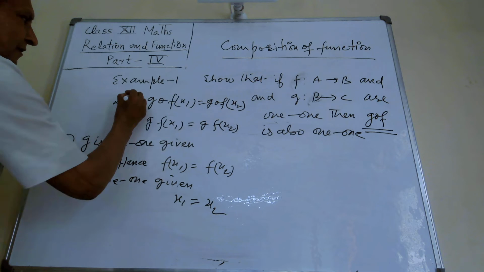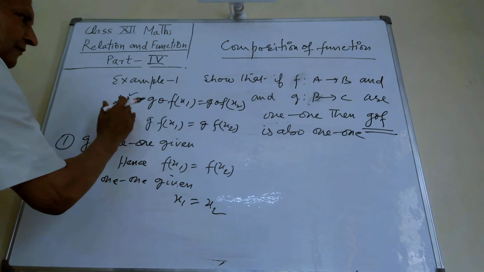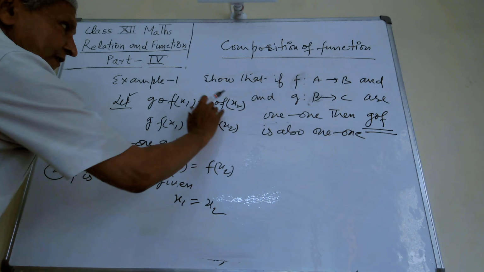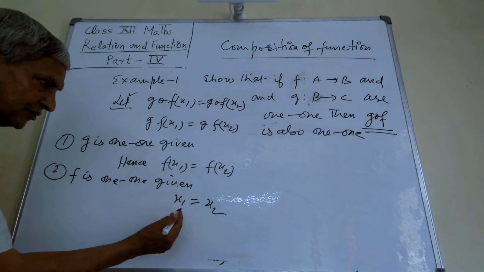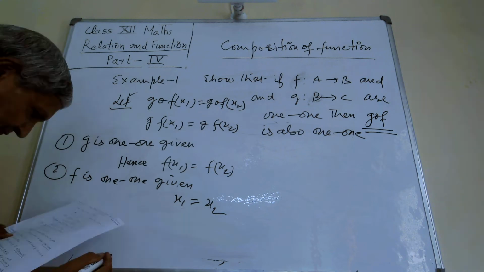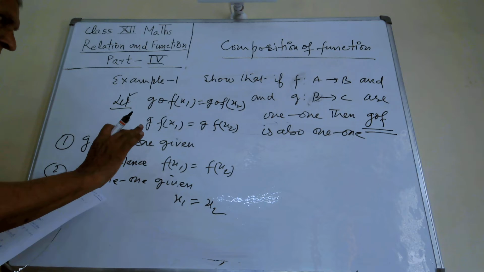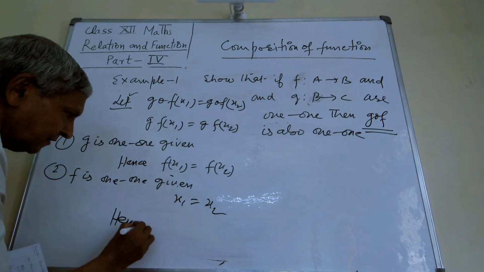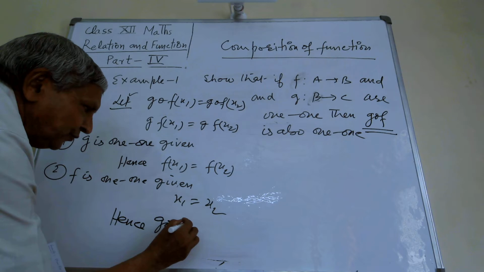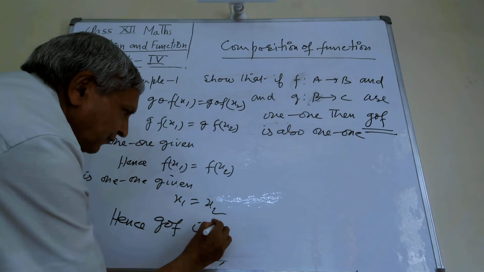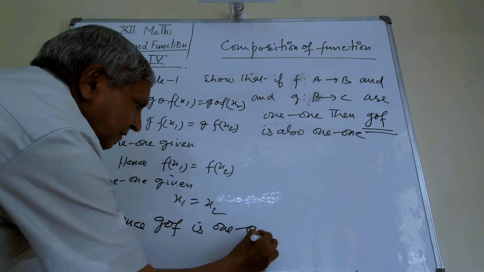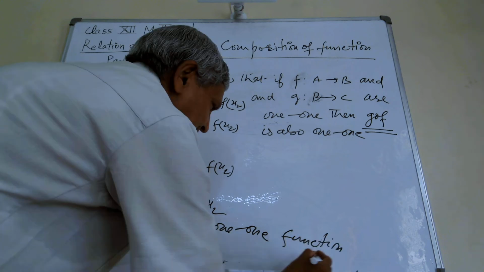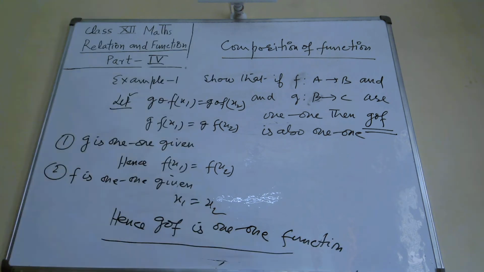Here, we have let this function, this is g, this is 1-1. And here it is proved that this is 1-1. Our assumption was right. Hence, gof is a 1-1 function. Proved. This is the example.